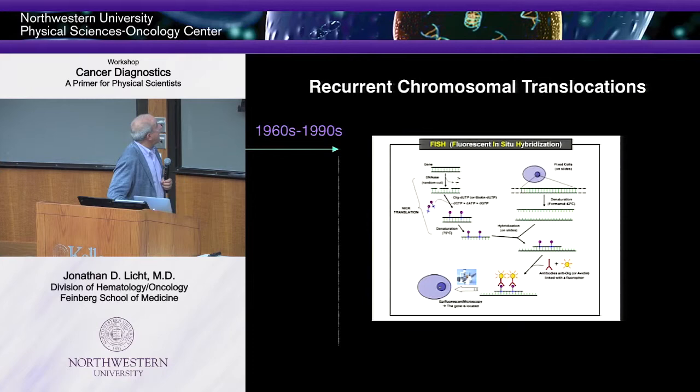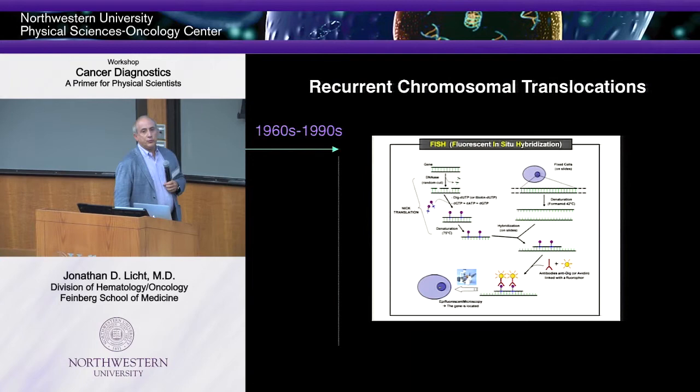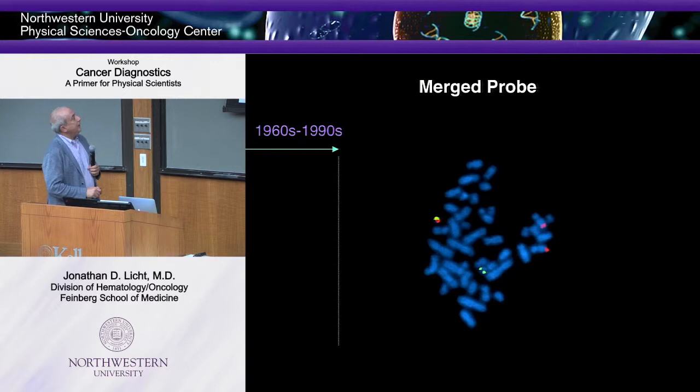Now the technology has been refined by a technology called fluorescence in situ hybridization. In this case, you take a DNA probe directed against a specific region of a chromosome, label it with a fluorescent tag, and let it hybridize to its specific piece of DNA in the chromosome. You can do this on a metaphase spread, and you can see here you have two alleles of one gene, two alleles of another gene, and here it looks like there's something wrong. The two probes are mixed together.